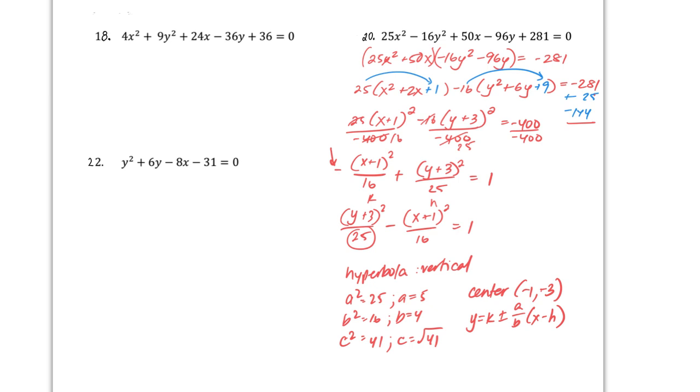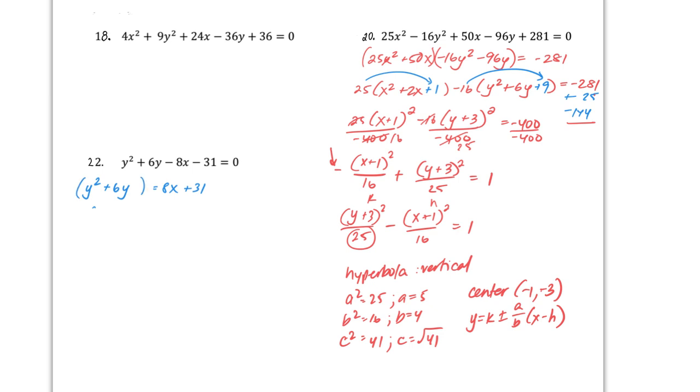Okay, and last but not least, we'll do number 22. I'll leave this writing on there. Number 22, notice it's just a y squared. So again, you've got a parabola here. So we're going to have to move the 8x to the right and the 31. We're going to have to complete the square over on this side. Or actually, I'll just do it in the original.